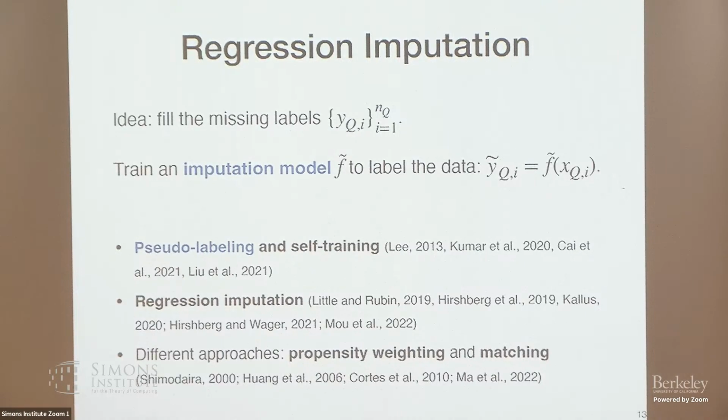You can further refine your imputation model and your pseudo-labels, and that will be related to this self-training. And they are very heavily used to reduce the labeling cost. And in classical statistics and causal inference in particular, it relates to the idea of regression imputation for handling missing data. And of course, there are different approaches toward such a challenge. For example, you can do reweighting or matching, but those are different from our focus. Okay, so we'll focus on the regression imputation idea.